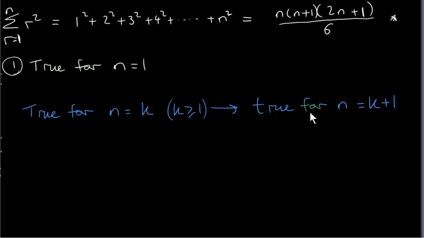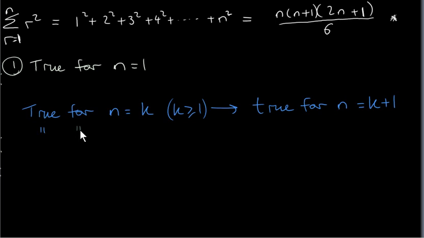If you haven't seen the previous video, I'll just remind you. So in step 1, we show that our statement is true for n equals 1. In the last two steps, steps 2 and 3, we show that in step 3 we show that if the statement is true for n equals k, where k is any positive integer greater than or equal to 1, then it's true for n equals k plus 1.